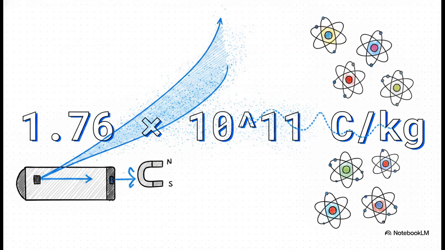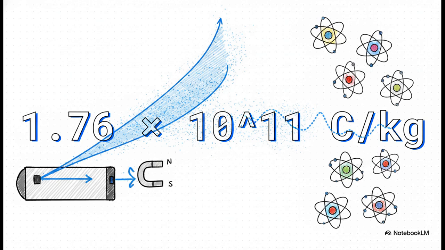Exam questions will constantly try to trick you by asking, hey, what happens to the e over m ratio if you change the gas in the tube from hydrogen to neon, or if you swap the cathode from iron to copper? The answer is always nothing. It stays exactly the same. Electrons are identical everywhere in the universe. They really don't care what gas or metal they came from.